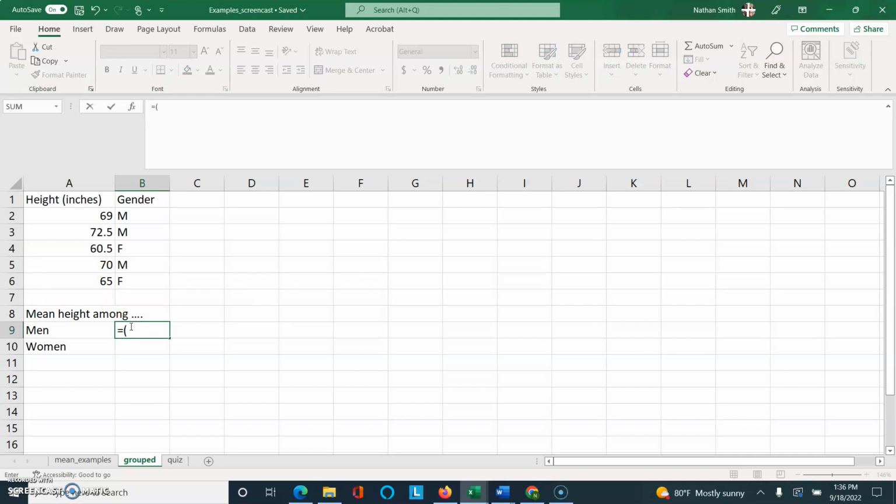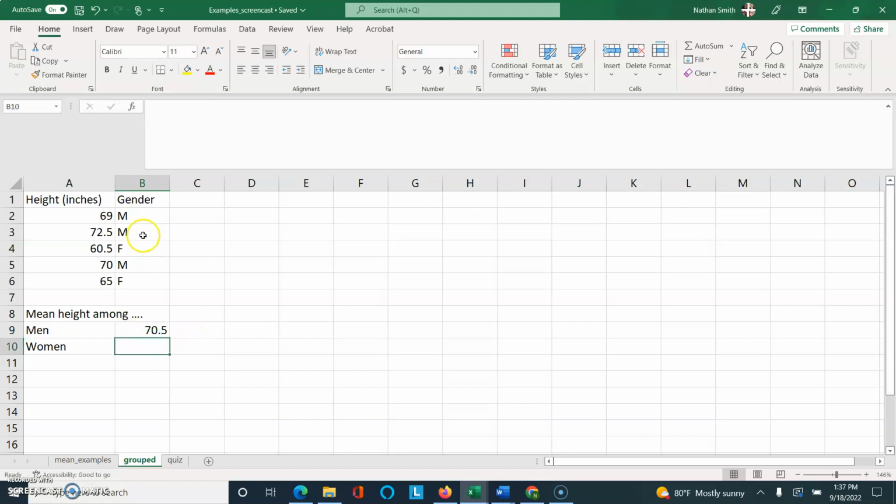The first data point is a man with a height of 69. The second data point is a man with a height of 72.5. And my fourth data point is also a man. So I want to skip that third data point because that's a female and just go to the male in the fourth row there, add that. How many men in this data set? 3, or males I should say, 3. So the mean height among the males in this data set is 70.5.